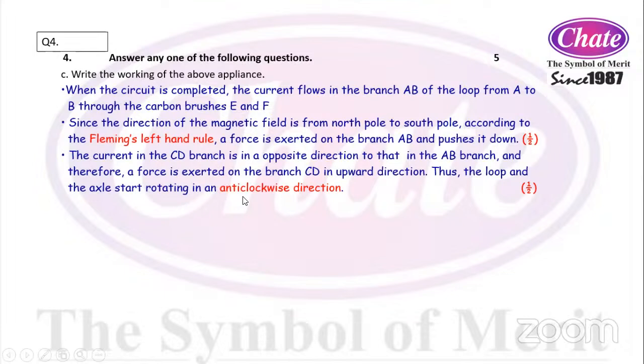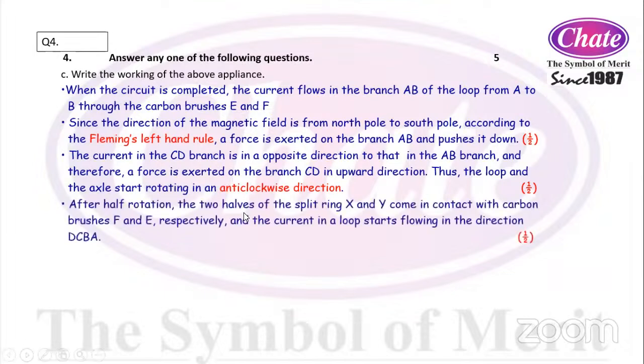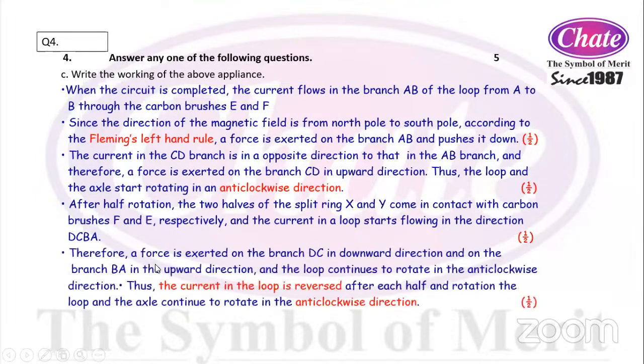Okay, so this will be the anti-clockwise direction. This is about the first half. Now, after half rotation, what is going to happen? The split rings X and Y will come in contact with the carbon brushes E and F. Now the current in the loop starts flowing in the direction of DCBA. That means the current will be reversed.